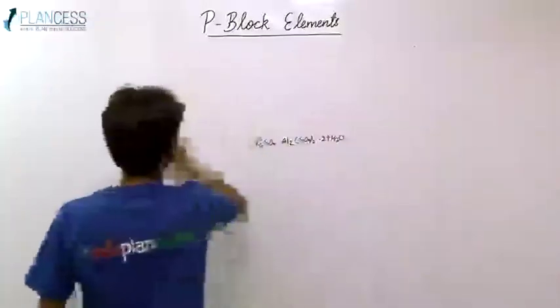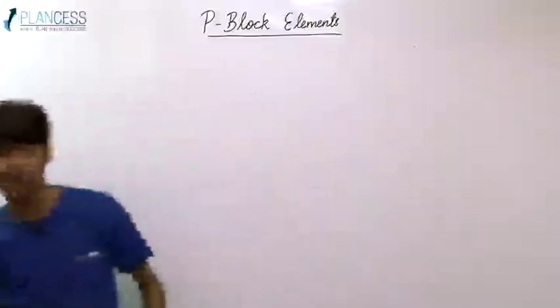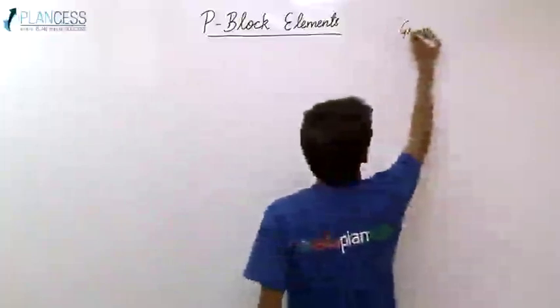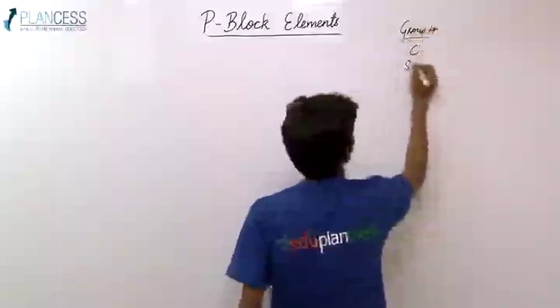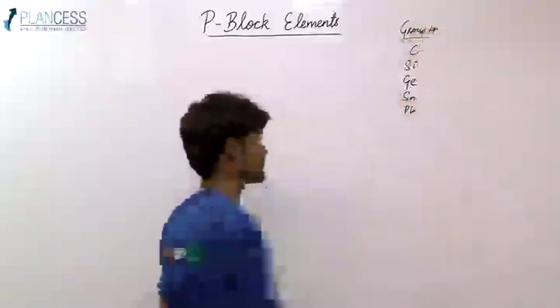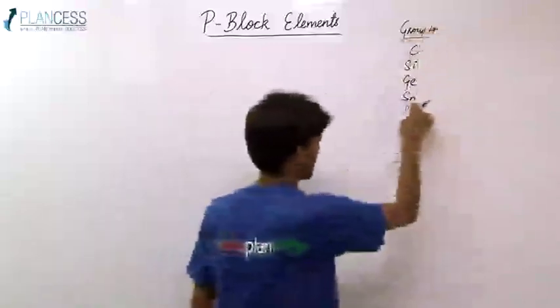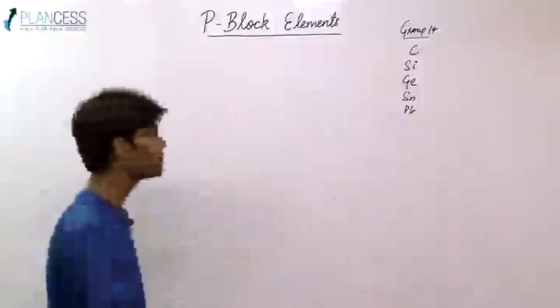Second, group 14, that is ns2 np2, would be the general electronic configuration. So here I should write group 14, which would be carbon, silicon, germanium, tin and lead. So it constitutes the group 14 elements.